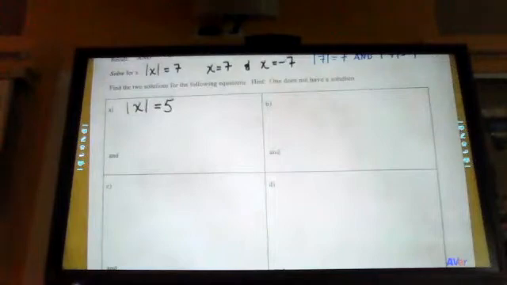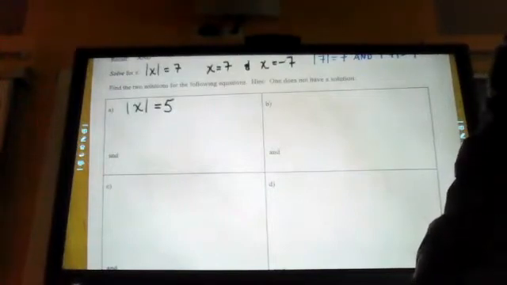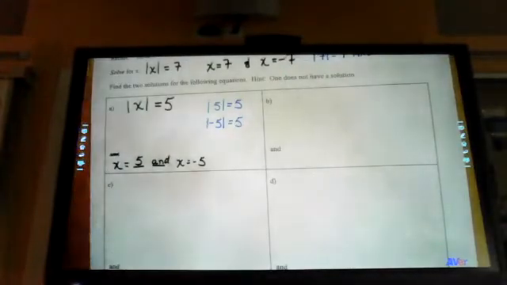Okay, so what I want you to do is, given this problem, we're going to pause the video here, and I want you to think about, what could I put in for x so that I get an answer of 5? Pause the video. Everybody try this problem. All right, welcome back, Algebra 1. So your answer should look something like this. You should be able to put in 5 and negative 5, and those are the 2 possible answers. Okay, let's look at B.